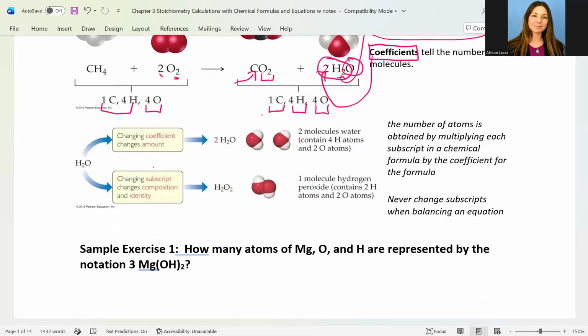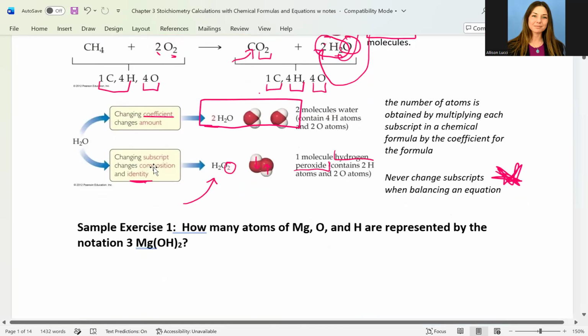So if we change coefficients, we change the quantity. So this means that we have 2 moles of water. But if I went down here and instead of putting a 2 out in front, I put a 2 after the oxygen, this changes the identity of the compound. So this is now H2O2 instead of H2O. And this is what we call hydrogen peroxide. So there's 1 hydrogen per each oxygen. So never change the subscripts when you're balancing. So only change the coefficients.